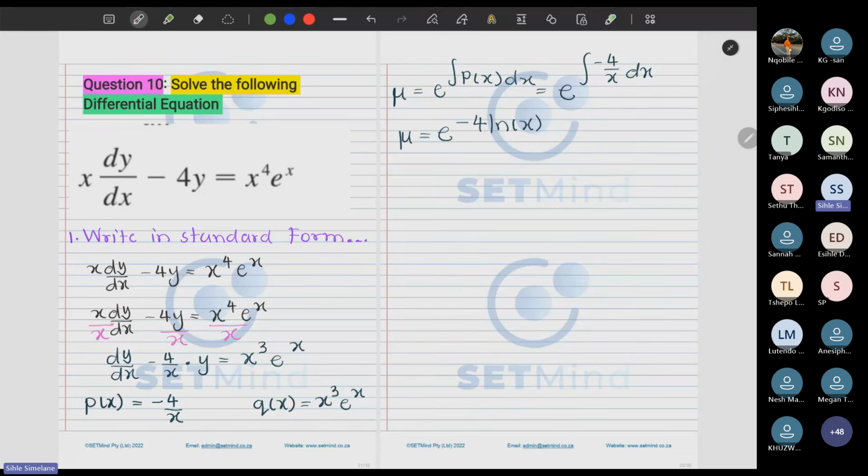Okay, and how can we simplify this, guys? There is a way. There's a way. Anyone? This does not look appealing, isn't it? So the question should be, how can we solve or simplify this? Any thoughts?